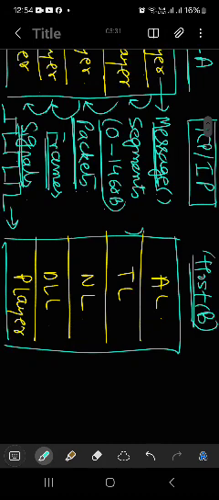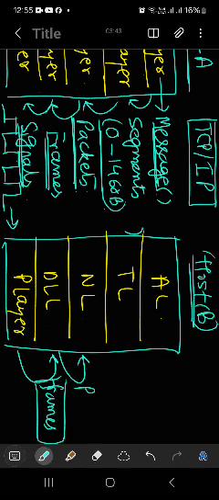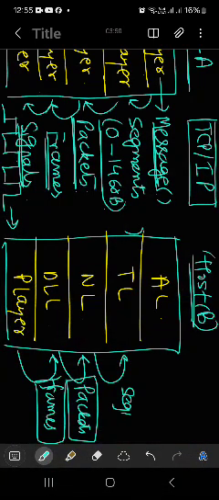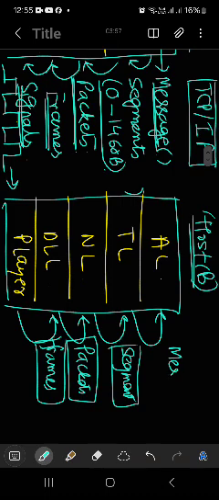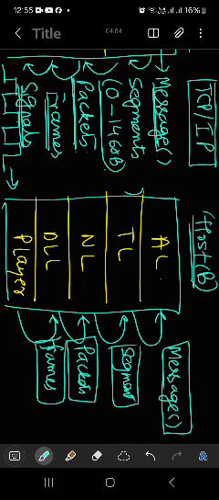On the receiver side in host B, the physical layer first receives all these signals and converts them into frames when it reaches the data link layer. These frames get converted into packets at the network layer, and the packets get converted into segments at the transport layer. Finally these segments get converted into the actual message that was sent by the sender. So that's how a message or data is sent from the sender to the receiver.